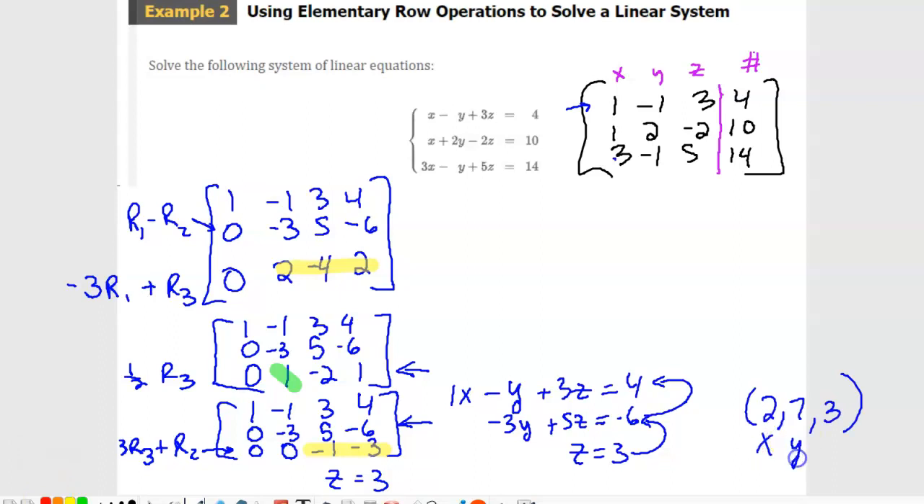So this is your x, that's your y, that's your z, and you can always check it. Remember, you can always plug in 2 for your x, 7 for your y, and 3 for your z, and it should equal 4. Then plug them into the second equation, it should equal 10. Plug them into the third equation, it should equal 14. And there you can check your answers that way.